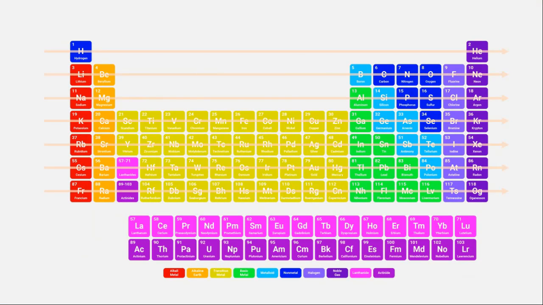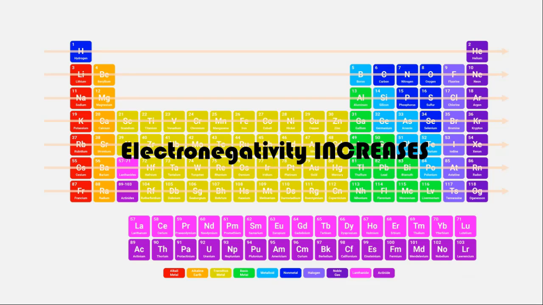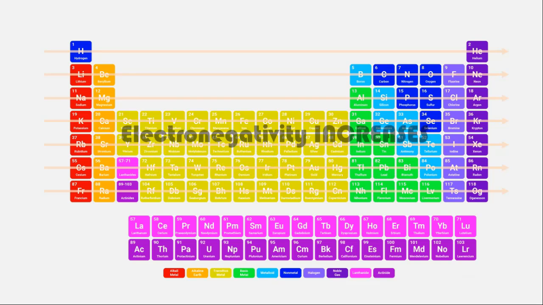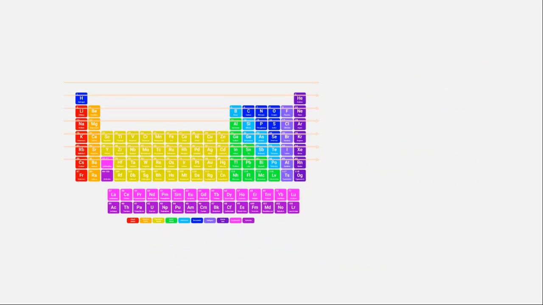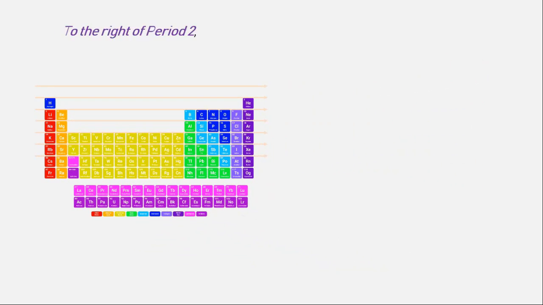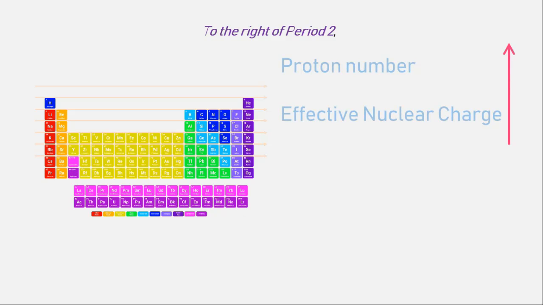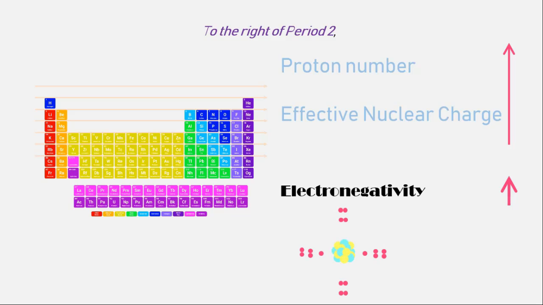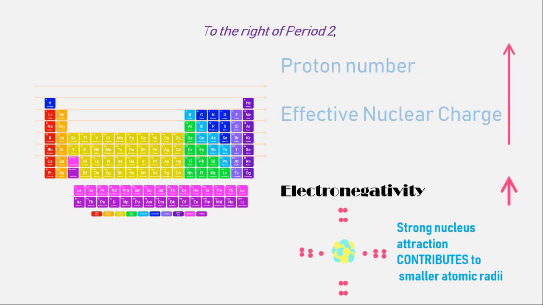Going from left to right of a period, the electronegativity of elements increases. Why so? Going to the right of period 2, proton number increases. Thus, the effective nuclear charge of ZEF also increases. The higher the ZEF, the stronger its nucleus attraction to attract new electrons into its outermost shell. The higher ZEF also contributes to the smaller atomic radii.